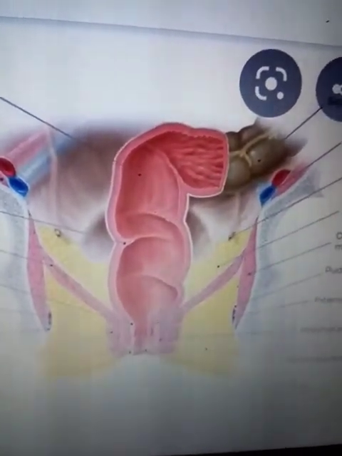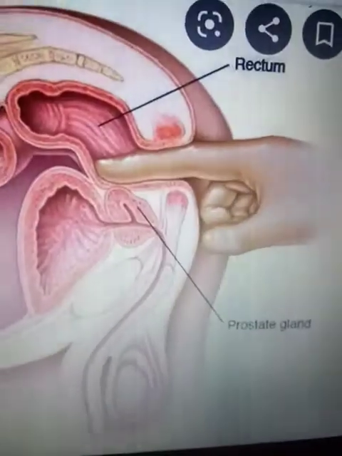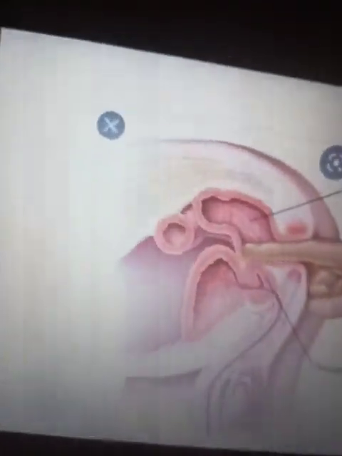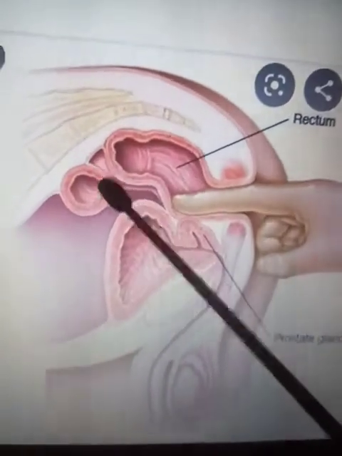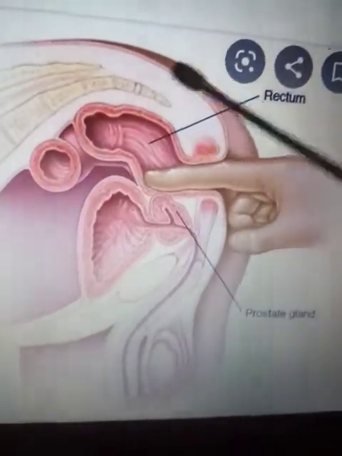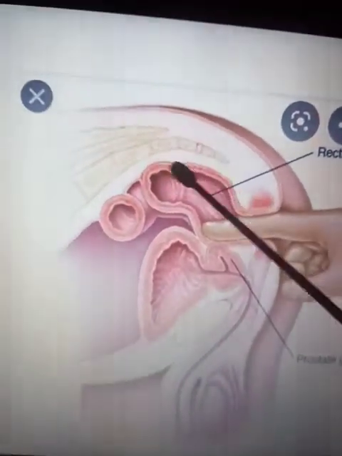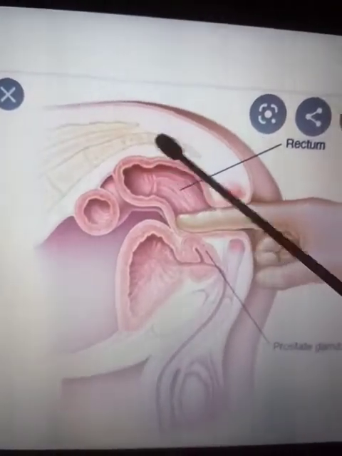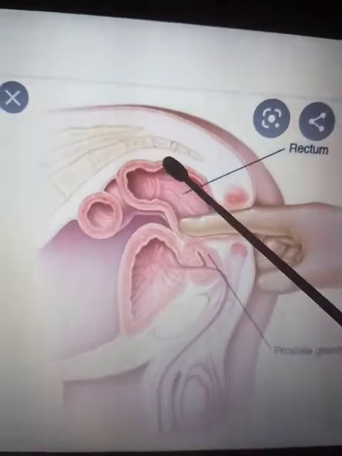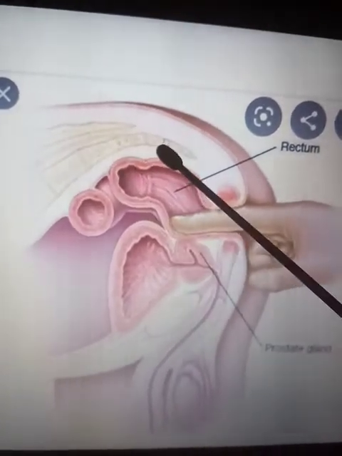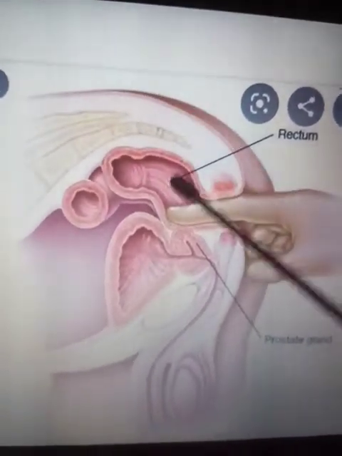Then you have certain important supports here. You have the fascia of Waldeyer. That is the fascia between the rectum and the sacrum; this is the rectum. The fascia between the rectum and sacrum is called the fascia of Waldeyer. This is one support, posteriorly.